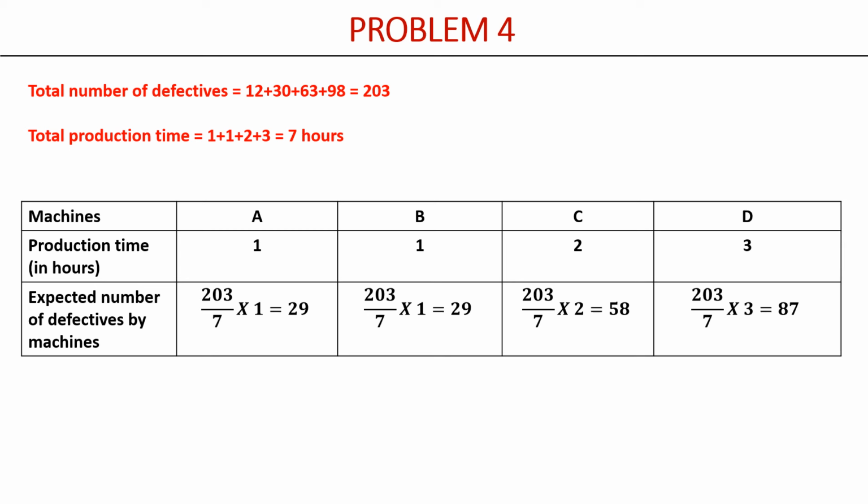So this slide shows exactly what I explained to you now. The total number of defectives when we add is 203. Total production time is 7 hours. So when you calculate the expected number of defectives for each of the machines, you get the proportion multiplied by 1, which is 29, and here also 29, here it's 58, and here it is 87, because it depends on the number of hours each machine is put to work. So now we have found the expected values. Time for the table next.